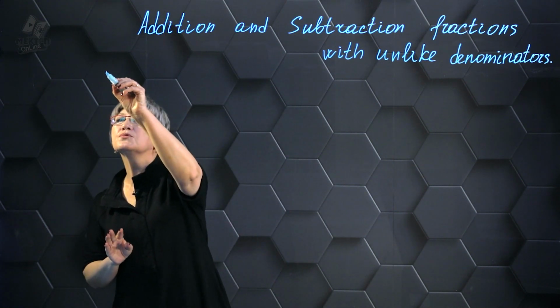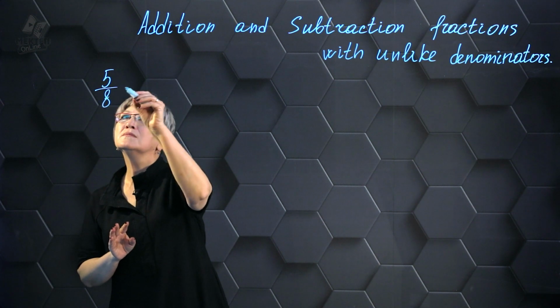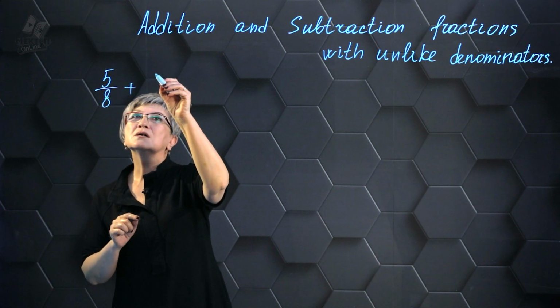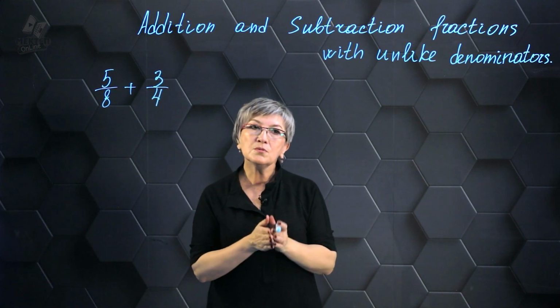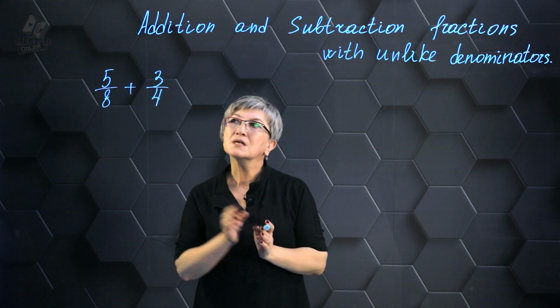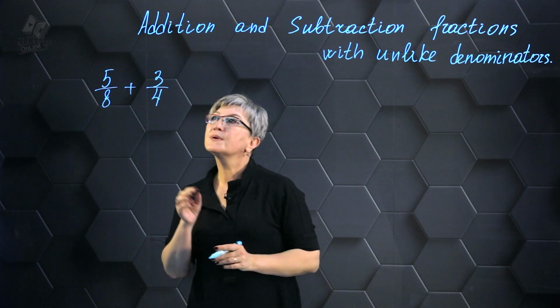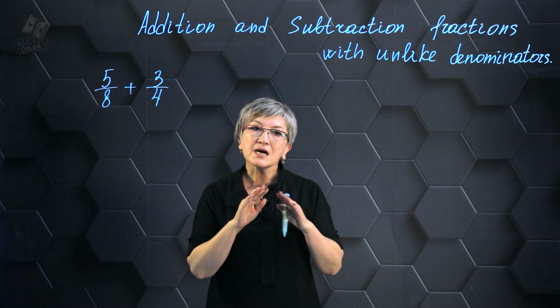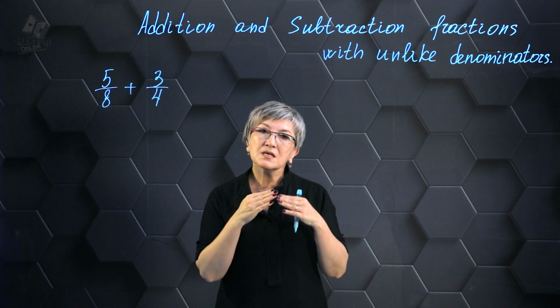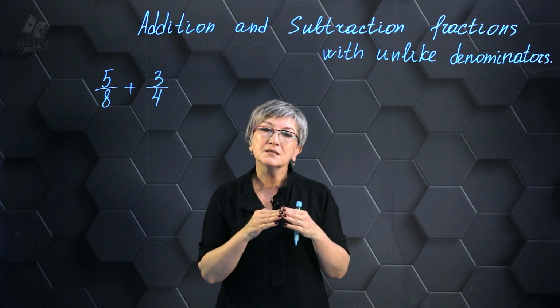Alright, let's start with some easy examples. Let's say I need to add 5/8 to the fraction 3/4. So what do we need to do in this situation? First and foremost, we have to take a look at the denominators. The denominators are 8 and 4. These are different denominators. I need to make it so that the denominator is the same.